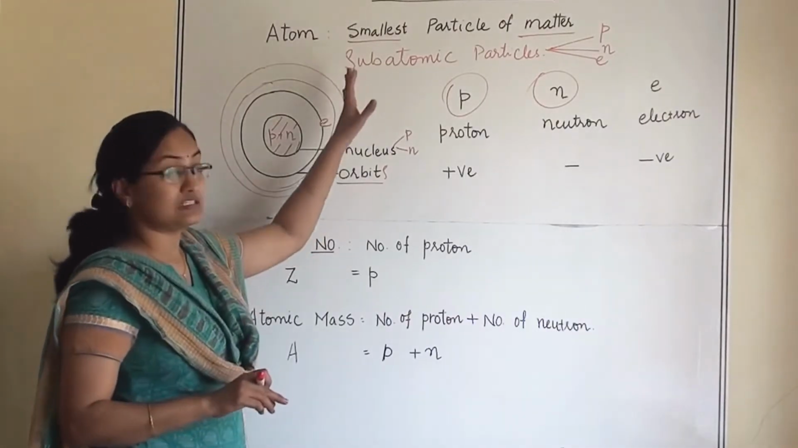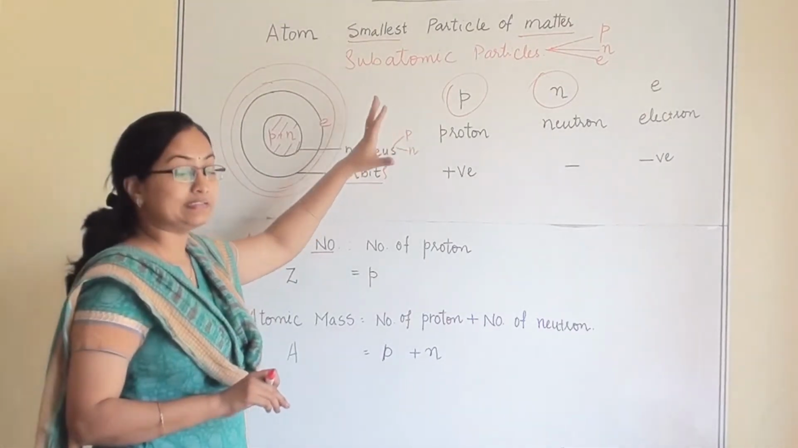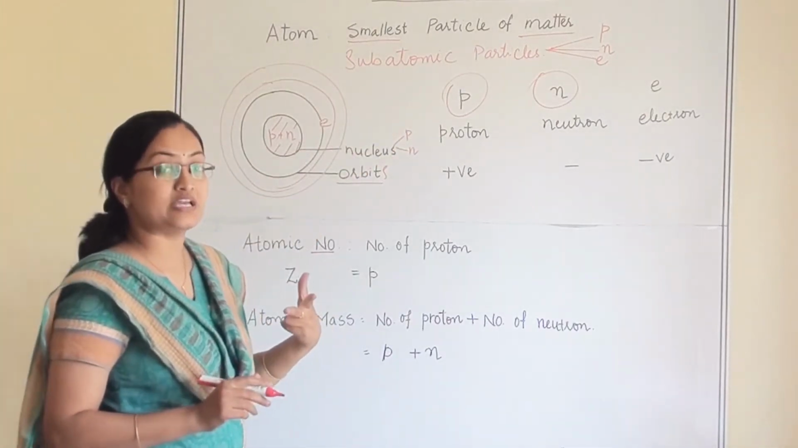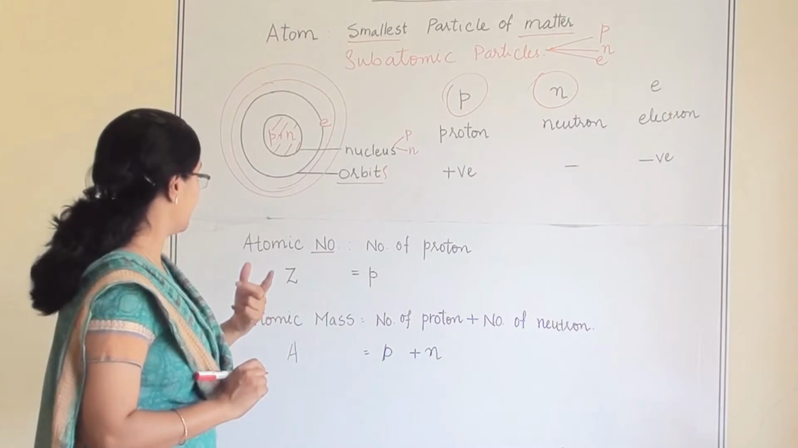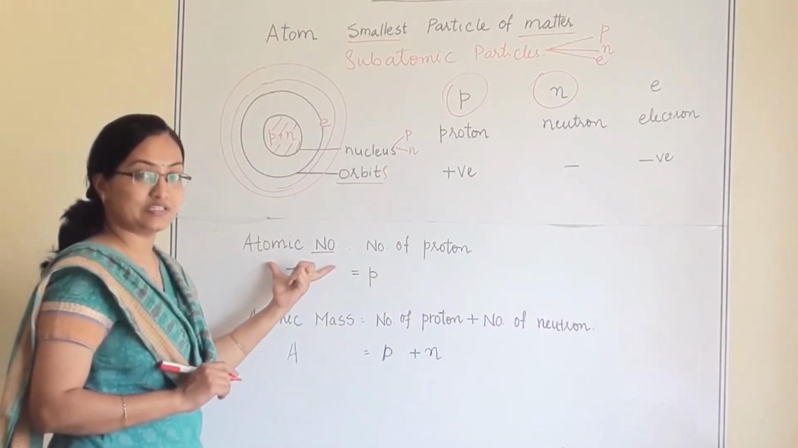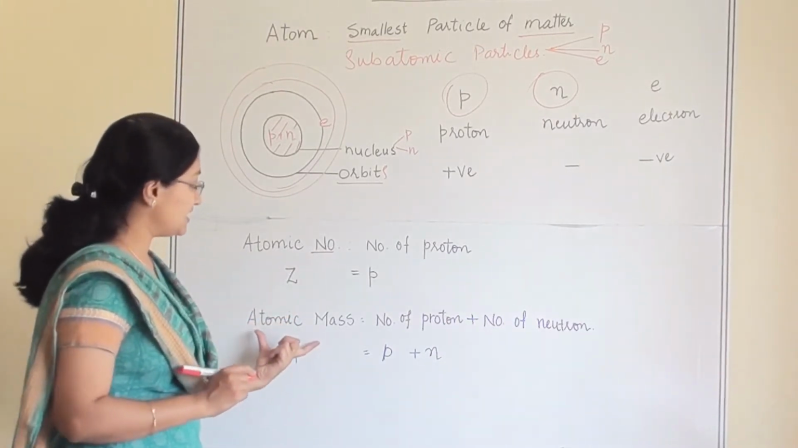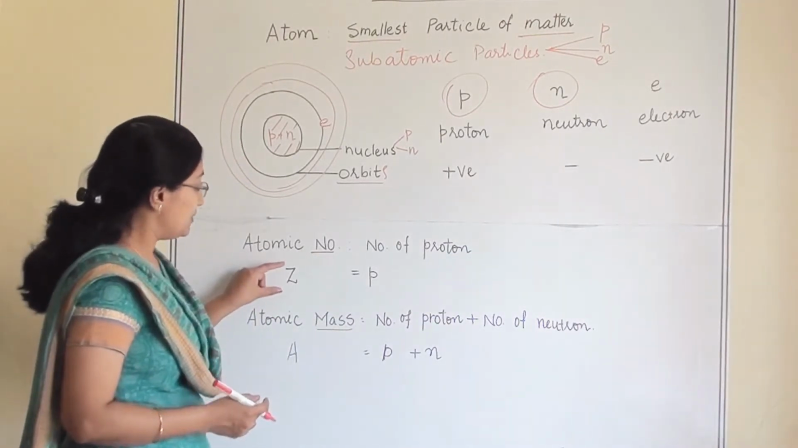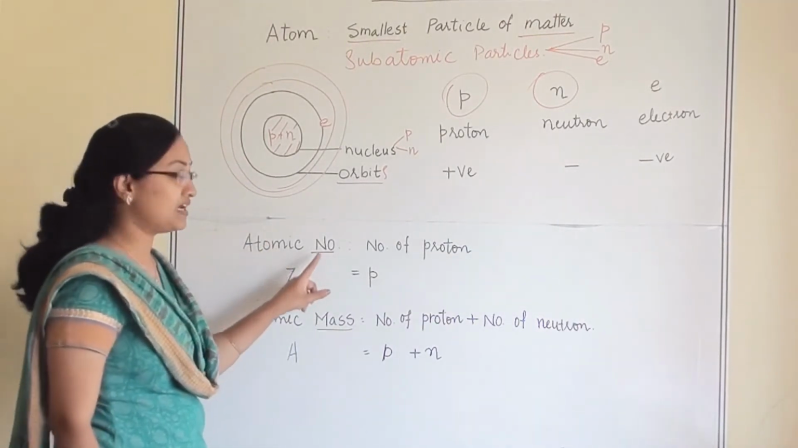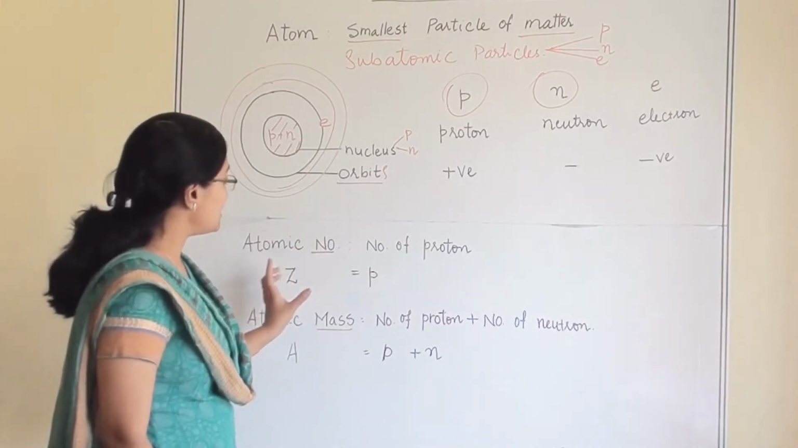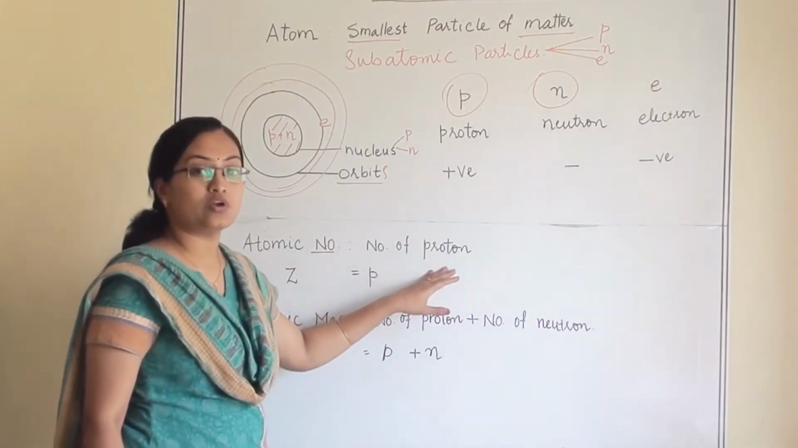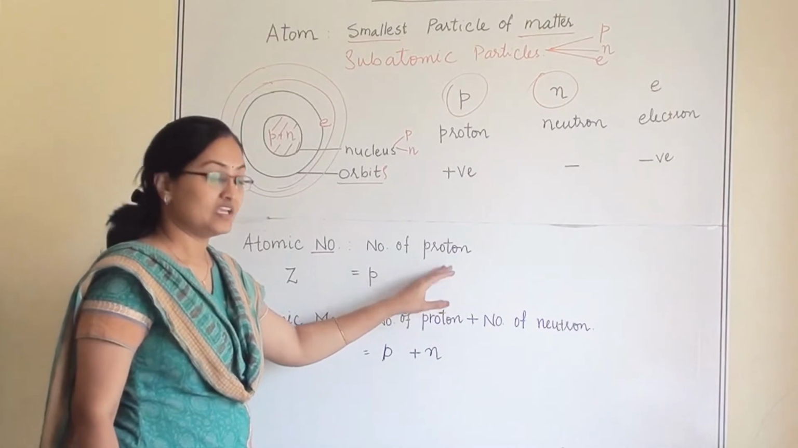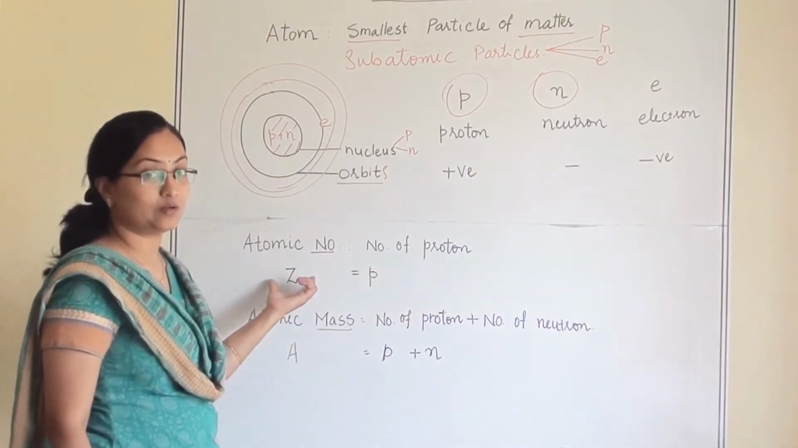Other than these 3 subatomic particles, there are 2 more terms associated with an atom. What are they? First one is atomic number, second one is atomic mass. So Z we denote as atomic number. And what is atomic number? The number of protons in the atom is equal to the atomic number.